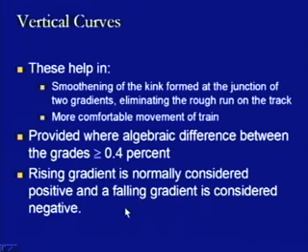Then, a rising gradient is normally considered positive and a falling gradient is considered negative. This is the normal nomenclature used while defining any of the gradients in the vertical curves. We will be discussing the gradients a little later. Whatever gradients have been provided, if we are moving from one point to the other and the level is increasing, then it is termed positive. Similarly, when we are moving from one point to the other and the level is decreasing, then it is termed negative.